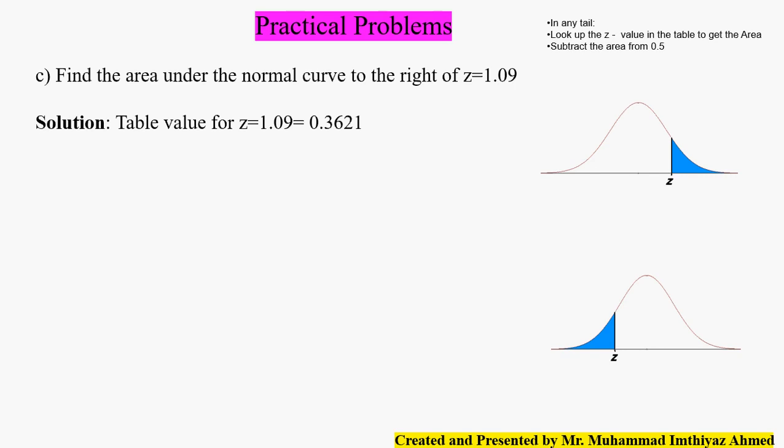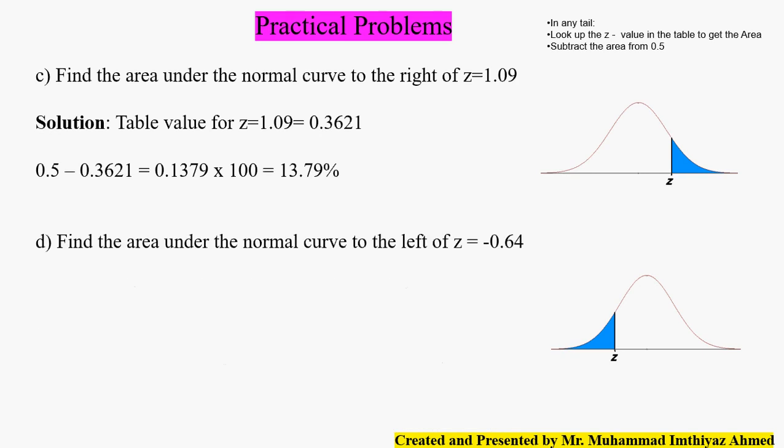First, in this problem, the value of z equal to 1.09 from the table will be 0.3621. So we need to do 0.5 minus 0.3621. The value will be 0.1379, into 100, 13.79 will be the answer.